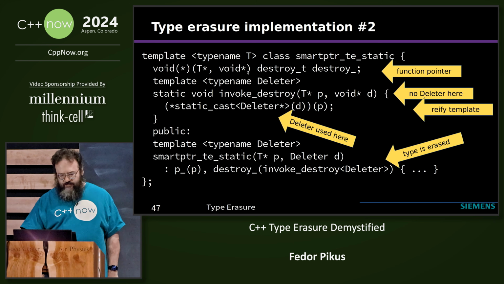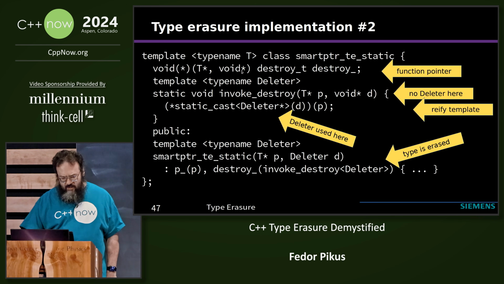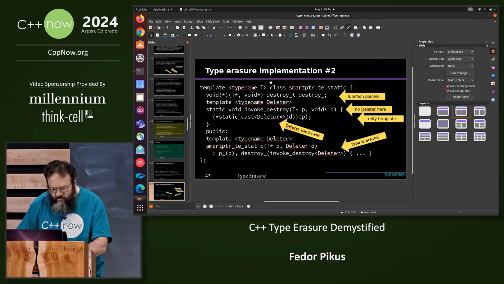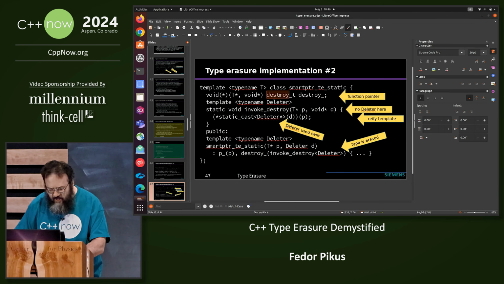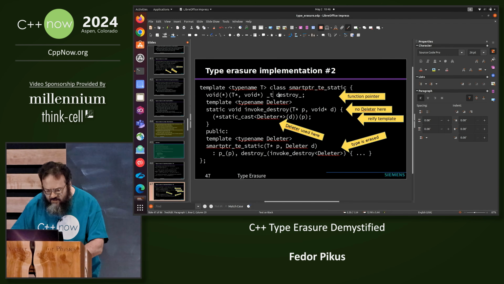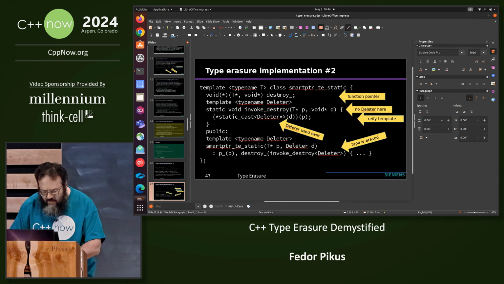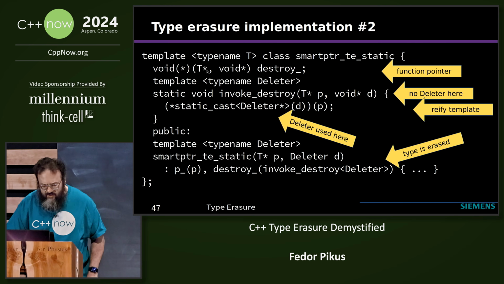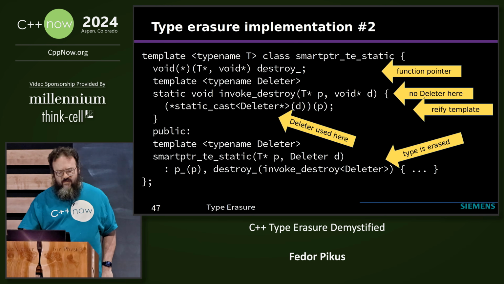So I'm going to have the function pointer. I used to have a type alias for this, but it didn't fit on the slide. Destroy T was the type alias for this thing. So I have a function pointer.